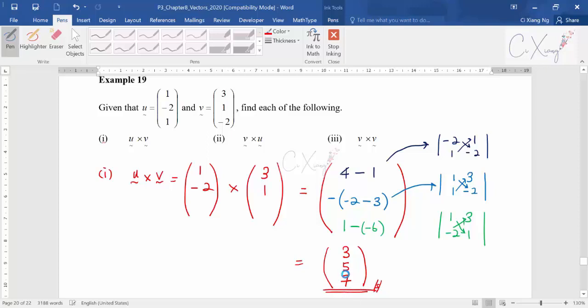Okay, so I hope that you roughly know the process, like how we get the cross product for the two vectors here. Alright, so this is what we have for example 19 part 1. Now I want you to take your time to complete part 2 and part 3 on your own. I will just give you the final answer. The answer for part number 2 is -3, -5, and -7. And then the answer for part 3 will be 0, 0, and 0.